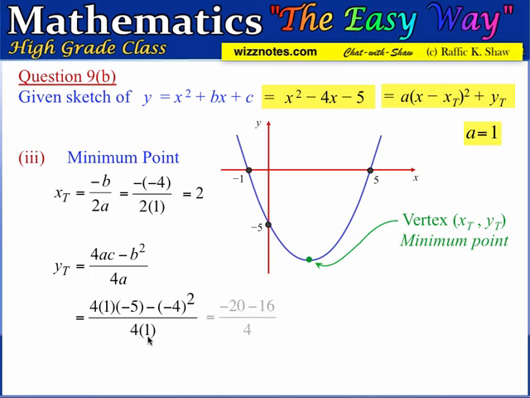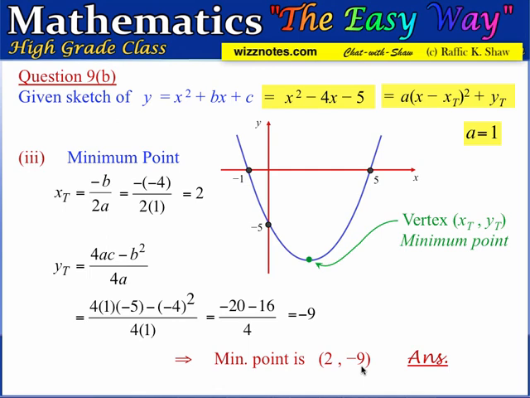When we simplify this expression, we get negative 20 minus 16 divided by 4. That is, 4 times 1 is 4, and 4 times minus 5 is negative 20. This minus comes back here, and then negative 4 squared is 16, divided by 4 times 1, which is 4. It comes down to negative 36 divided by 4, and negative 36 divided by 4 is negative 9. And so the x value at the turning point is 2, and the y value at the turning point is negative 9. So we have the coordinates of the minimum point: the minimum point has coordinates 2, negative 9. And that's one way we could have found the coordinates of the minimum point.